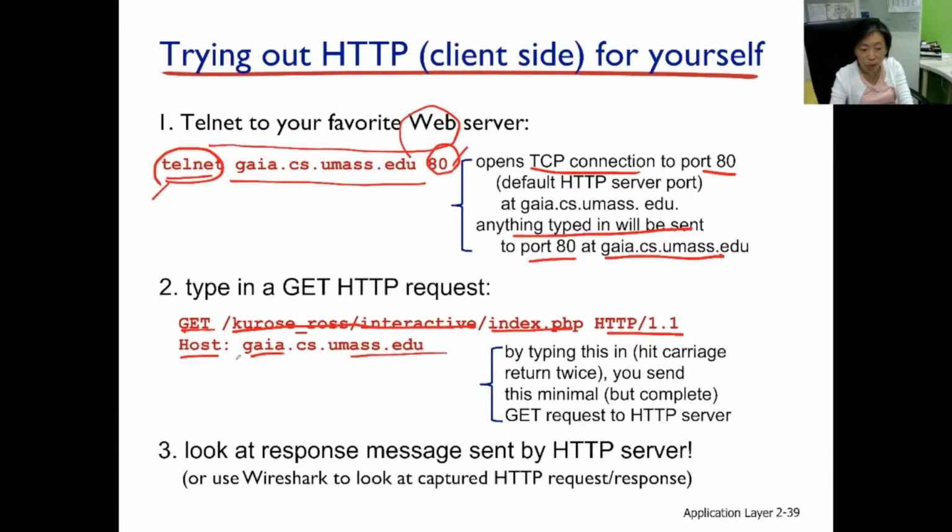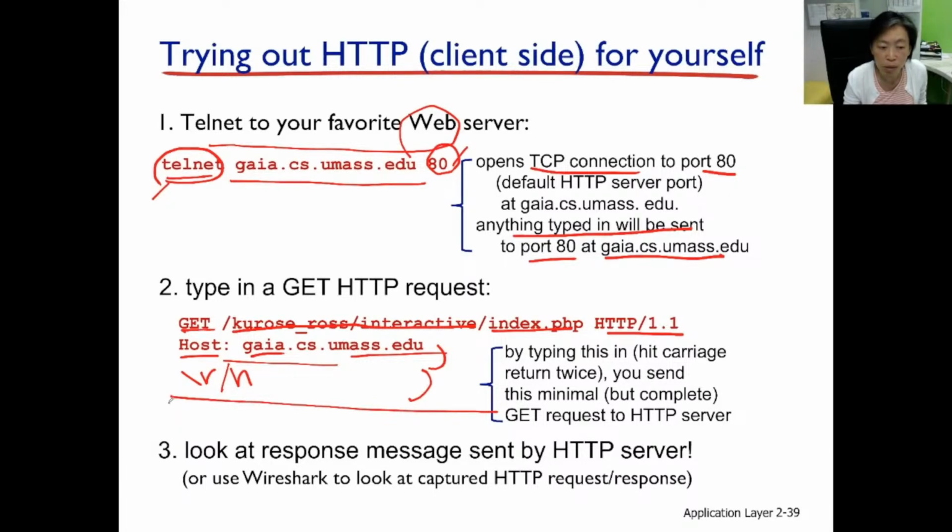and host gaia.cs.umass.edu. Right, so that's a header line. Essentially, we are trying to act as a human web browser by typing an HTTP request message right here. Once we are done with this, we hit return, and then we hit return again. It needs to have a \r\n here in order to complete the HTTP request. All right, so the whole thing is going to be like this. And we'll see what pops up in return, what the server at umass.edu sends back.